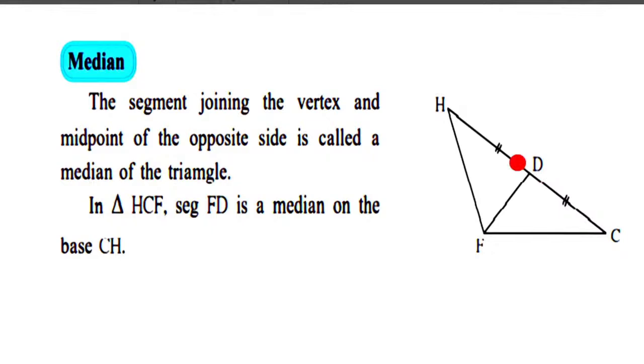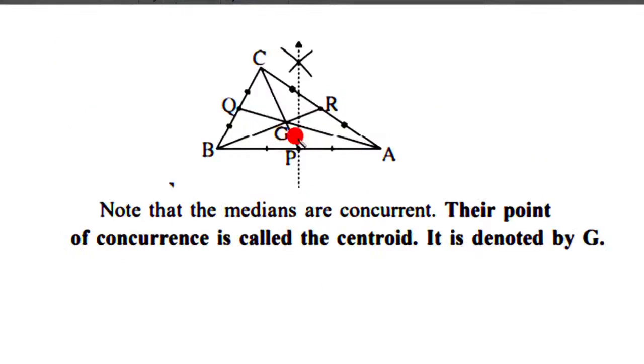D is the midpoint of side SC. Here, observe the figure. In triangle ABC, there are three medians. These are concurrent. Their point of concurrence is called centroid and it is denoted by letter G.